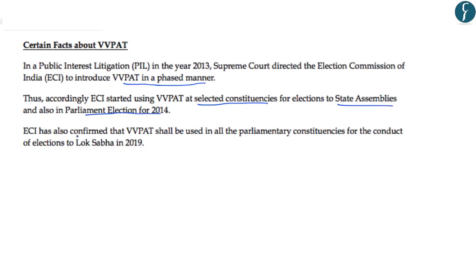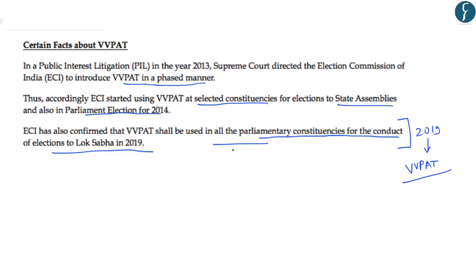And Election Commission of India has also confirmed that VVPAT shall be used in all the parliamentary constituencies for the conduct of elections to Lok Sabha in the year 2019. So, we know that VVPAT machines shall be used in all the parliamentary constituencies. So, in this regard, malfunctioning of VVPAT becomes a serious issue.